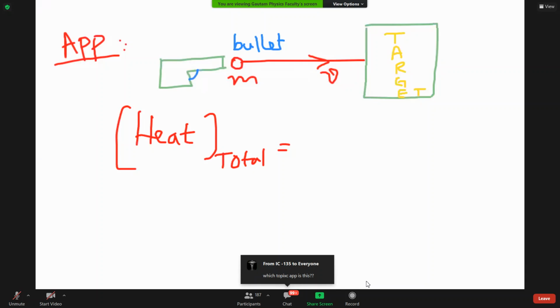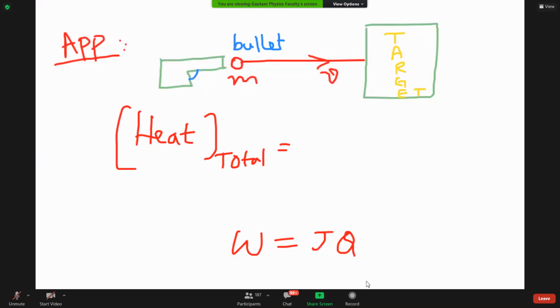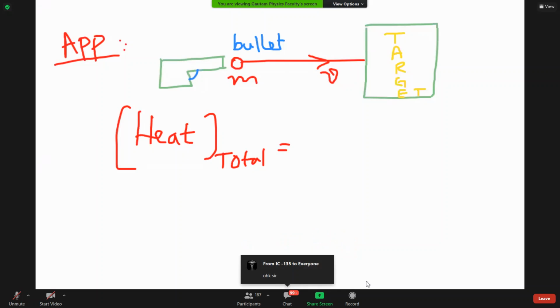This is the first page, about the application of Joule's law, a continuation of the last class. I hope you were there for the last class. The total heat, this is one application. Please concentrate: the bullet hits the target, and when the bullet hits the target, heat energy is produced.